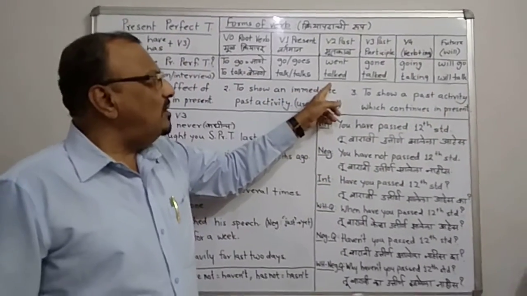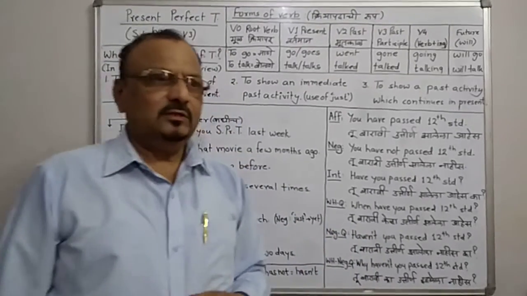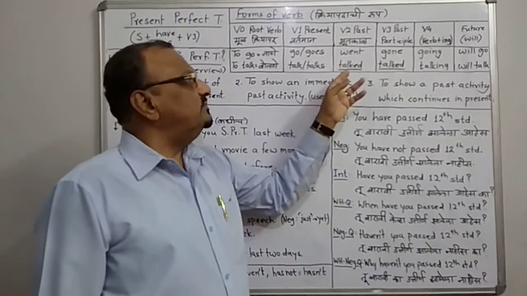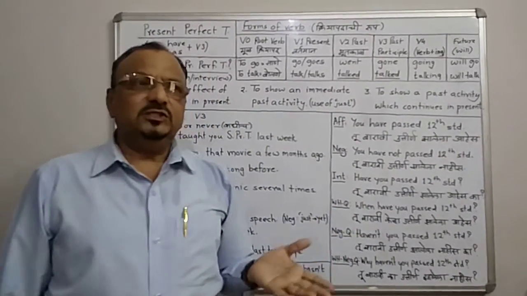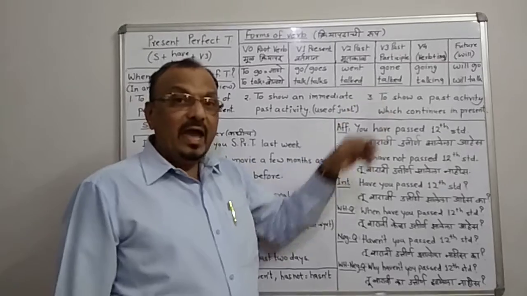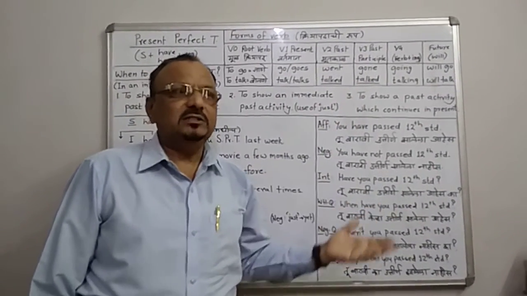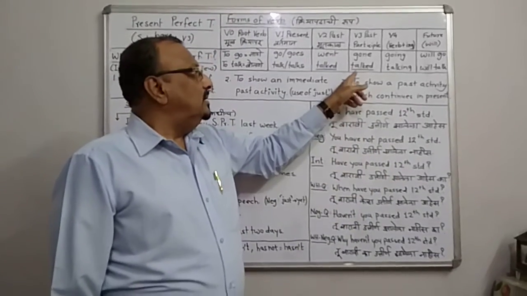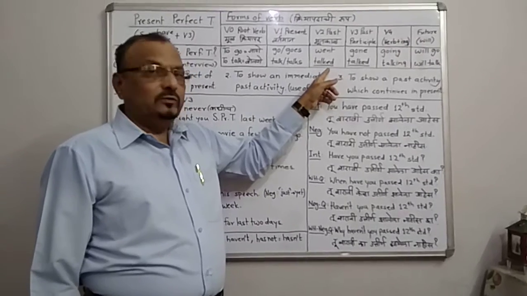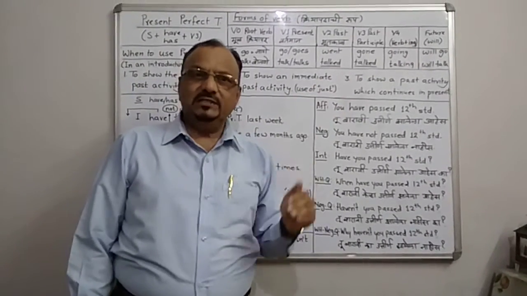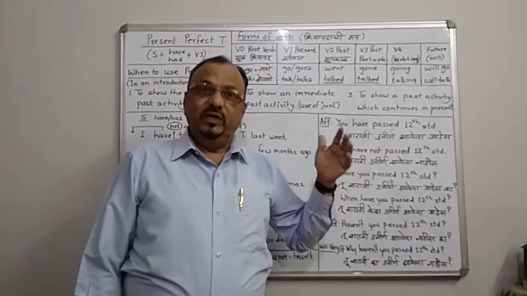Now you can see here talked and talked, V2 and V3, both the forms look alike. So how to know which is V2 and which is V3? I talked to him yesterday. I have talked to him last week. When a form which looks like V2 comes after have, has or had, then even though it looks like V2, it is V3.